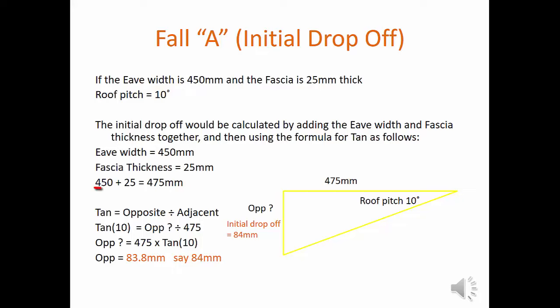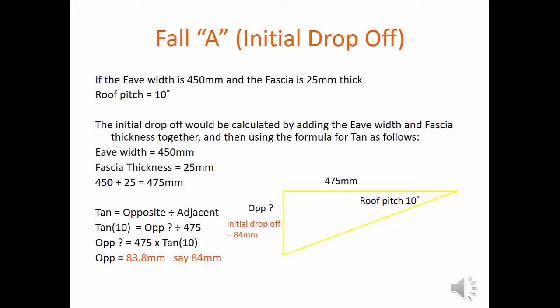So once we add the eave width of 450 mm and the fascia thickness of 25 mm, we have a dimension of 475 mm. We then calculate the initial drop-off using the formula for tan. The formula for tan equals opposite divided by the adjacent. Tan relates to the angle, 10 degrees, so tan 10 degrees equals the opposite, which we don't know, it's going to be the rise of that yellow triangle, divided by 475.